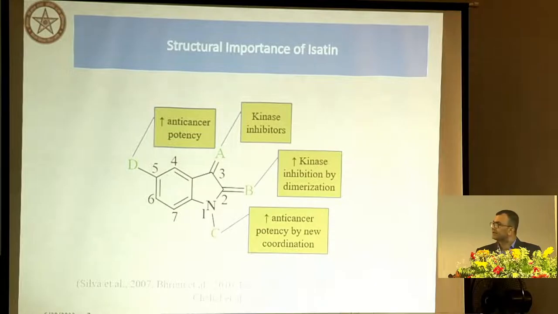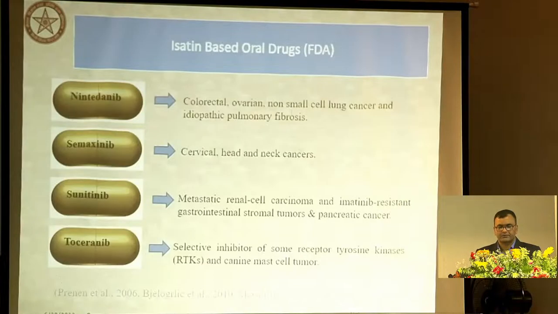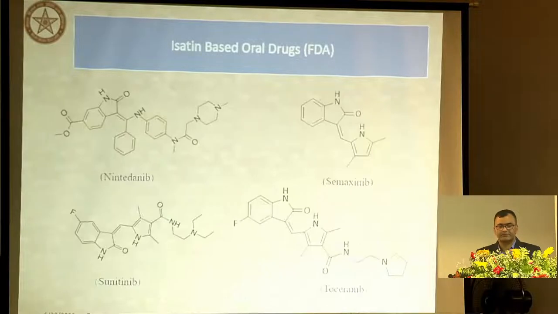This is the structure of isatin, where A, B, C, D show the importance of these sites during the formation of other compounds. In all the sites, the compounds have kinase inhibition character, which is used in cell division. Now, these are the isatin-based oral drugs which have been approved by the FDA. These compounds have been used in cervical, head, neck cancer, colorectal cancer, etc. And these are the structures of these oral drugs.